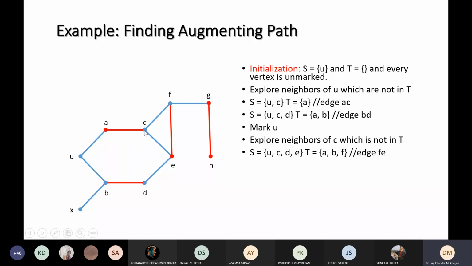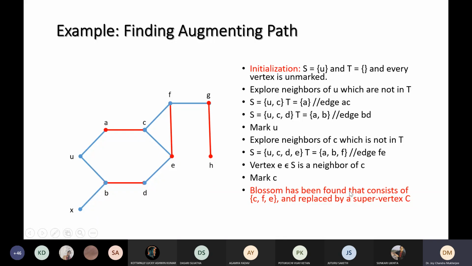Now C के जो neighbors, C का first neighbor था F, C का दूसरा neighbor है E, but when it goes to E, it sees that E is already in S. इसका मतलब है कि I found an odd cycle. So vertex E belongs to S, is a neighbor of C. It means that an odd cycle is discovered, a blossom is discovered. So we mark C because all its neighbors are covered, and we say that a blossom has been discovered that consists of C, F, E, these three vertices.